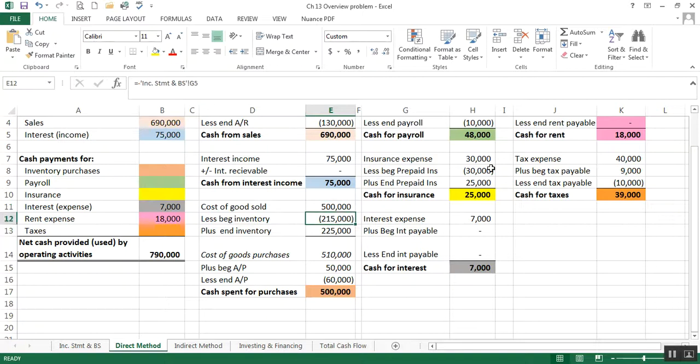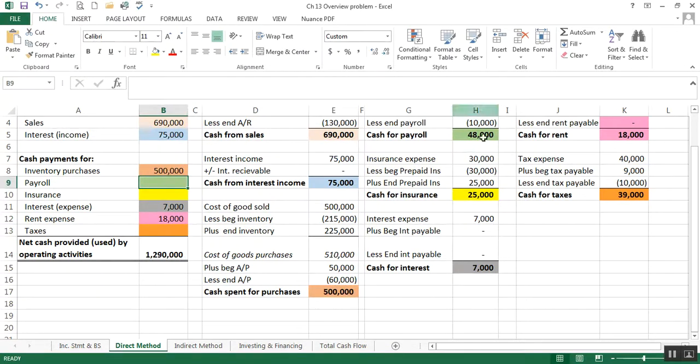Well, at the beginning of the year, we already had $215,000 in inventory. So that was already accounted for. We didn't spend cash on that. We didn't purchase anything related to that. We already had that inventory, so we're going to reduce our expense to a cash basis. And then at the end of the year, we had $225,000, so we can assume we made that during the year, so we're going to add that back. Okay? That gives us our cost of goods purchased, and then we're going to add our beginning and subtract our ending. So that gives us $500,000 that we spent for purchases.